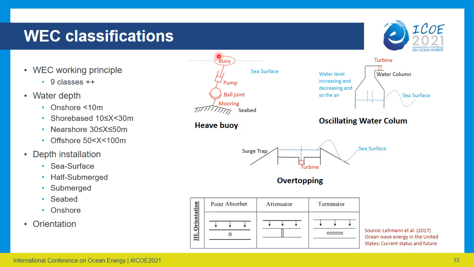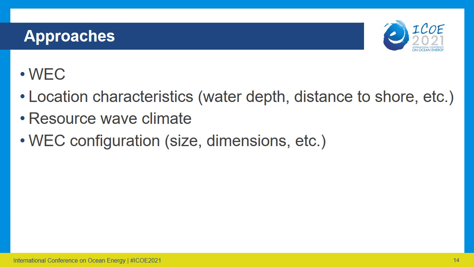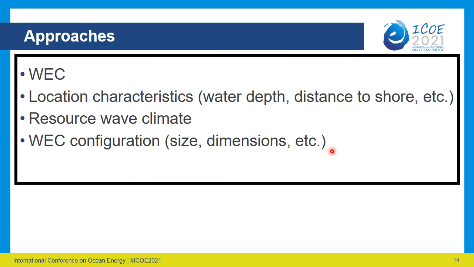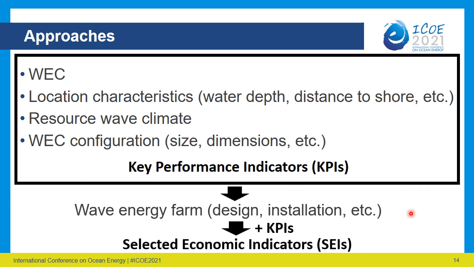This last aspect is related to the next major element to take into account in the WEC location pairing, the resource wave climate, because eventually what we seek optimally is a WEC configuration that matches the wave climate of the location best. From this, the key performance indicators can be deduced for WEC location pairing. But ideally, this should enable the assessment of the waveform, and eventually the selected economic indicators can be estimated, or alternatively the key performance indicators when cost information is not available.